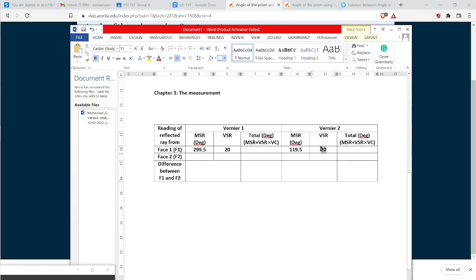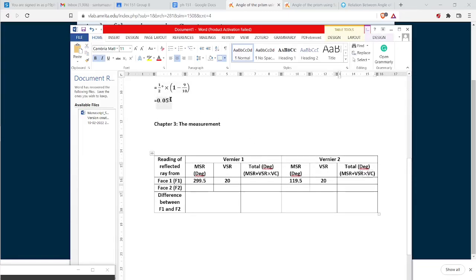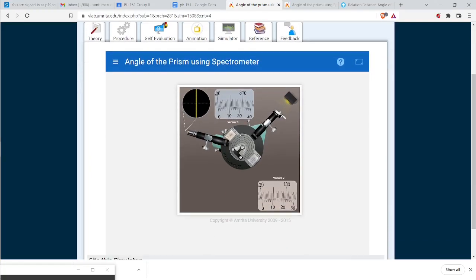The main scale is this, this is the vernier reading, this is the VSR 20 multiplied with the VC, and you know the VC value here is 0.05 degree. So this is 20 times 0.05, where 20 is the VSR and 0.05 is the VC. So you get VSR into VC, and you add this up with MSR, you will get the vernier readings. For this case, this is the vernier 2 reading and this is the vernier 1 reading. Now this is the vernier 1, vernier 2, now you have to go for phase 2.